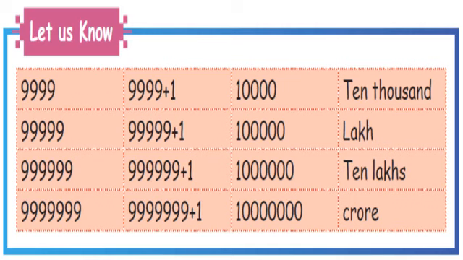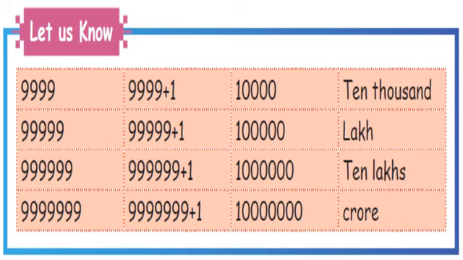Let us look at the picture given in your book. 9,999 is the greatest 4-digit number, isn't it? So if we add 1, we will get 10,000. That is equal to the given number name. Likewise, the greatest 5-digit number, if we add 1, look at here. How many zeros are there after 1? 1, 2, 3, 4, 5. 5 zeros are there. So that means it is equal to lakh.